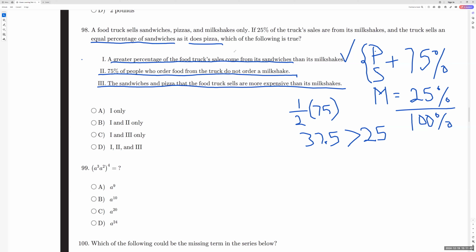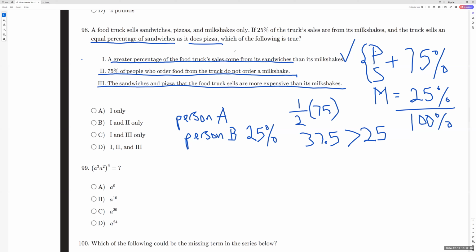Okay, so number 2, 75% of people who order food from the truck do not order a milkshake. They want to get us with the 75%. But what if only 2 people bought things? So let's say person A was the one buying everything, buying all the pizzas and sandwiches and buying 75% of it in sales. Maybe one person can buy more than one item or all of the items, right? And then person B is the only person buying the 25% of milkshakes in sales as a percent.